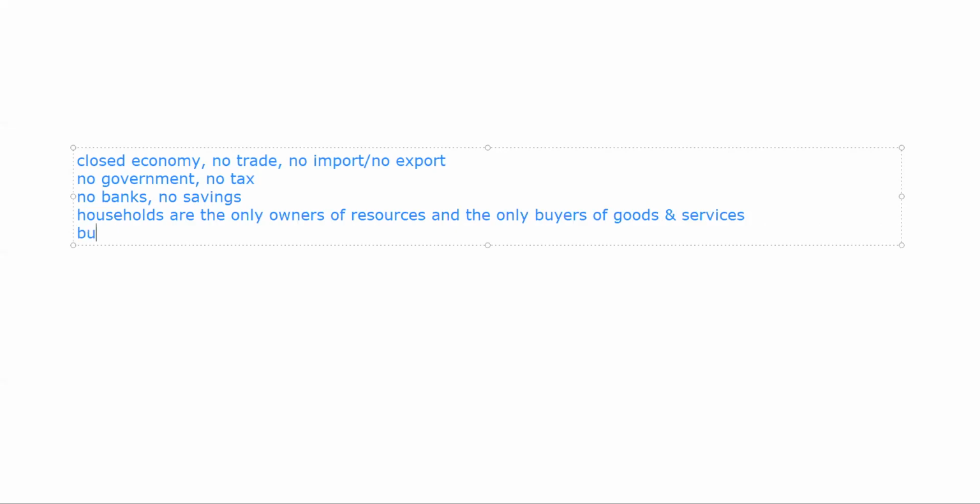And another big assumption we're making is that businesses, another important component we have, are the only producers of goods and services. They are also the only ones who are interested in buying resources from households. So to produce different goods and services, they rely on the resources provided by households. So they are also the only buyers of resources, all those land, labor, capital.